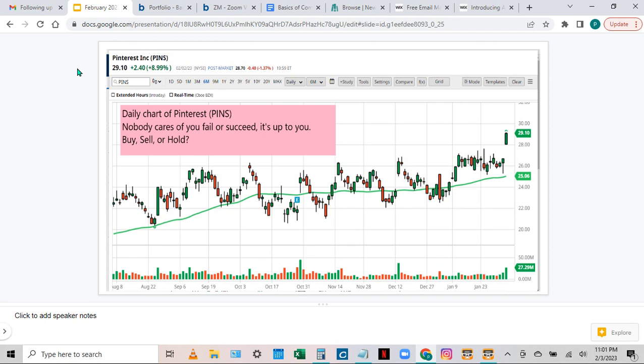Here is a 6-month daily chart of Pinterest, symbol PINS. Is there anything about this chart that sticks out to you or that looks interesting? Or do you know Pinterest? Do you use Pinterest? Do you work at Pinterest? So you can see that price kind of slowly moves back and forth as it's slowly moved up. And I'll just share with you real quick.